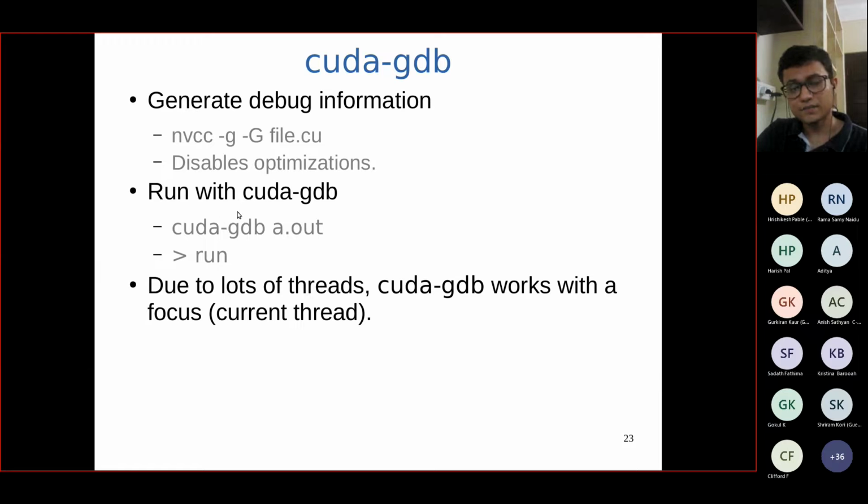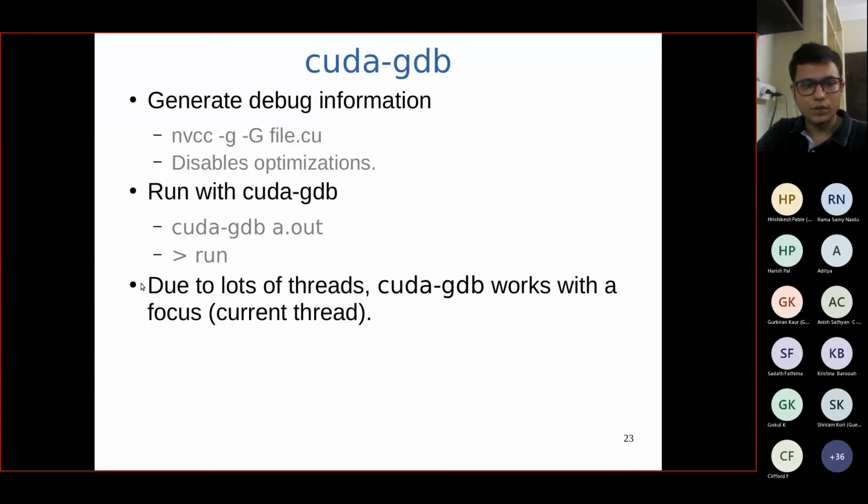Then we need to run this generated binary file, a.out, using cuda-gdb, and in the prompt we type run. It will start running from the first instruction in main, and it will stop at the point where it encounters some error. That is how we can pinpoint what is going wrong, and then GDB will print the information corresponding to it. We'll see this in the later slides.